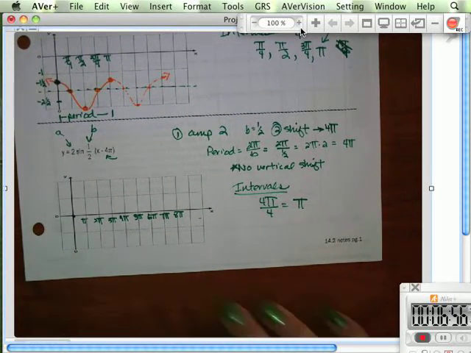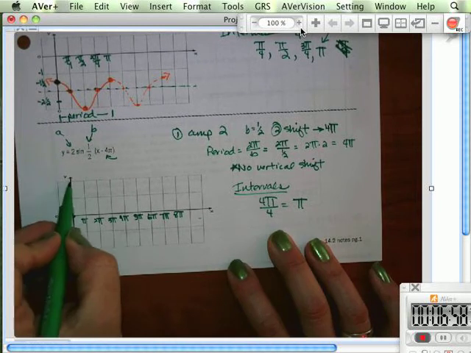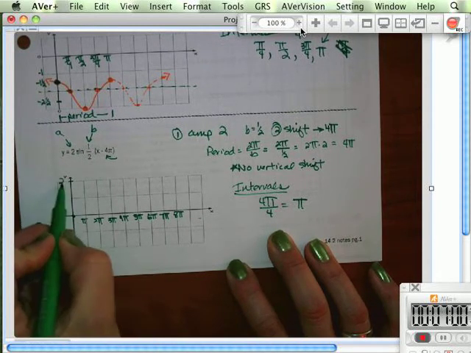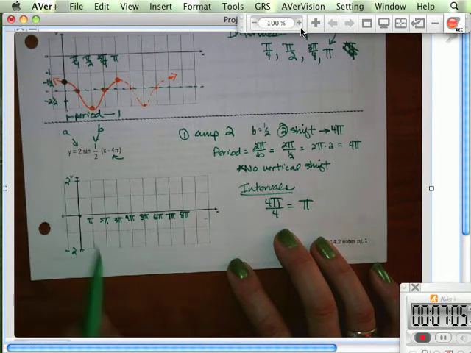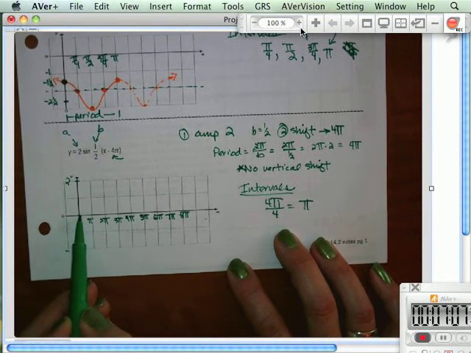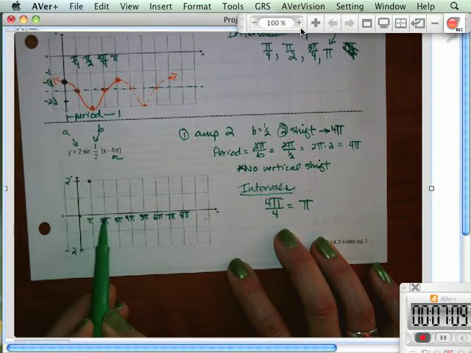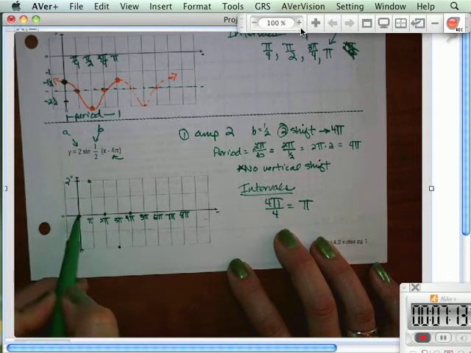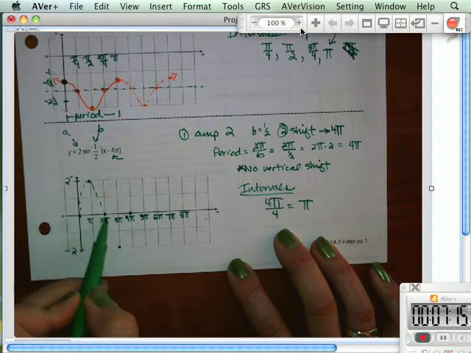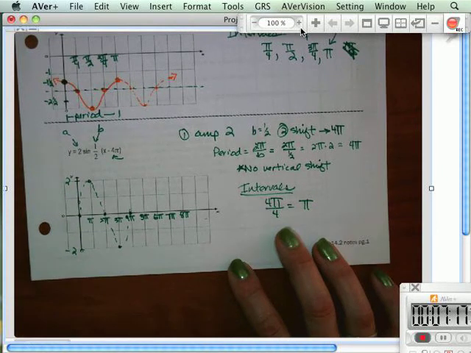If this was an original sine graph without a shift, remember my amplitude is 2, I would start where? I would start here if it was an original one, right? And I go up to here, down to here, down to here, and then up to here. And I'm just going to do that with a dashed line. That is before the shift to the right.